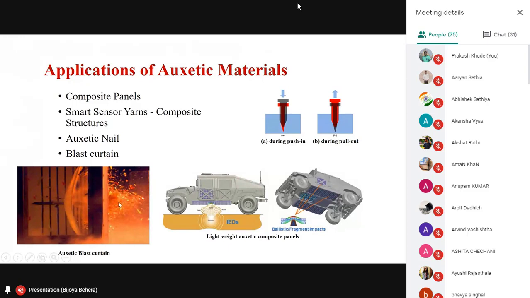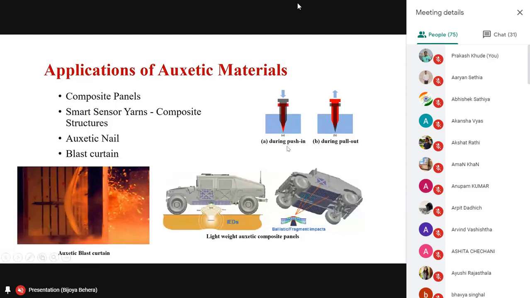See, what I was talking about, the term is called auxetic blast cotton. When a blast takes place, the screen expands. That means the severity of the blast force reduces and you can save lives. You can see the auxetic here, it is an auxetic nail.